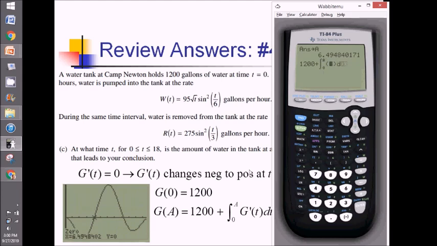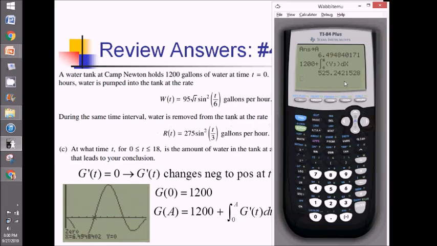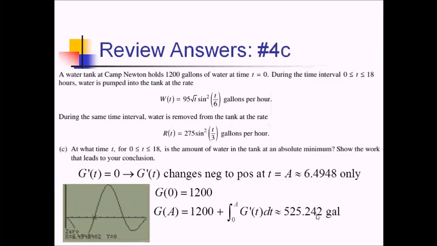And now, where did I store my g prime in the calculator? Oh yeah, that was in y3. So let me do alpha trace y3, and then dx. So a lot of things I had to put together there, but the amount of water at time A is 525. And let's see, a little bit of change here, so there's the rest of the decimals. Let me just make sure that's correct. Yep, 242. Great. And that's in gallons.